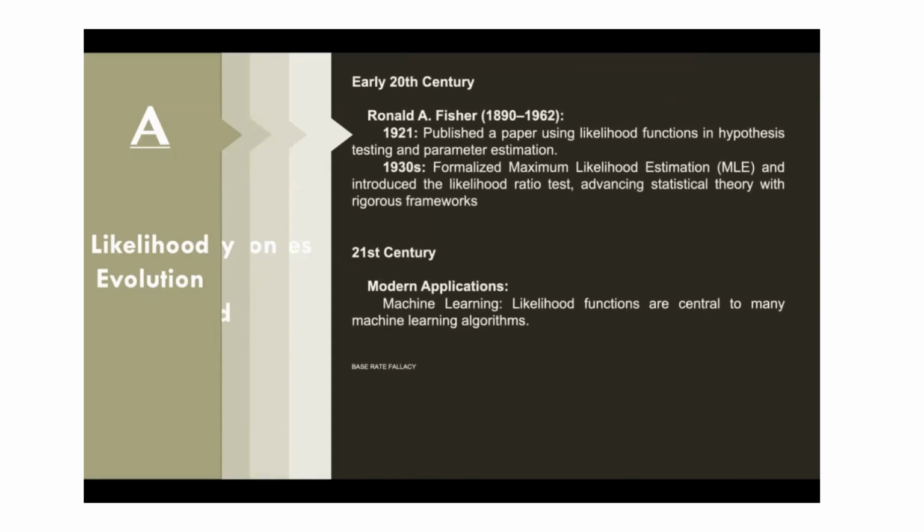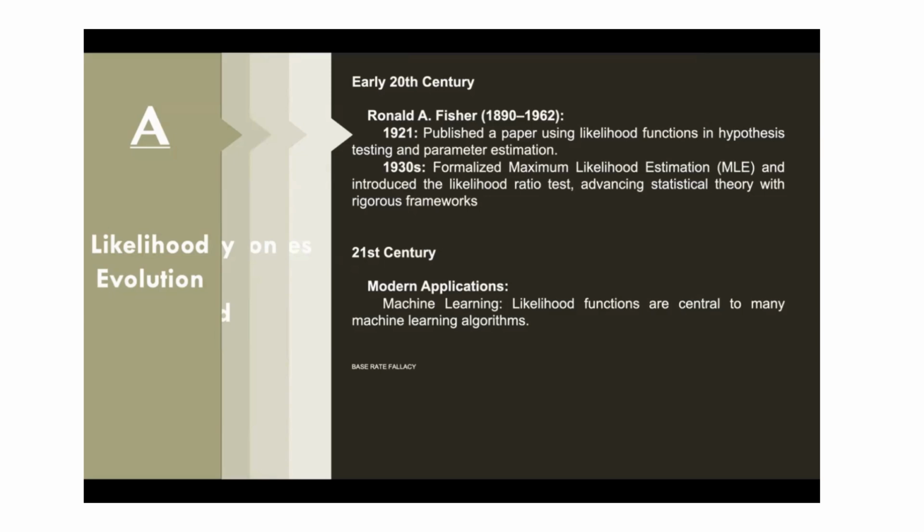But in the early 20th century, it was the first time when Ronald A. Fisher introduced the term likelihood function in hypothesis testing and parameter estimation. He formalized maximum likelihood estimation and introduced the likelihood ratio test, advancing statistical theory and rigorous frameworks. And now in the 21st century, we are using this likelihood function for multiple things, especially in the field of machine learning and algorithms.